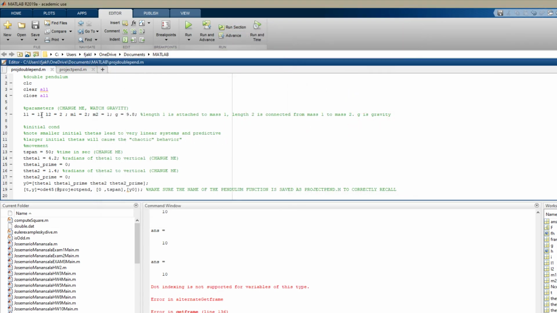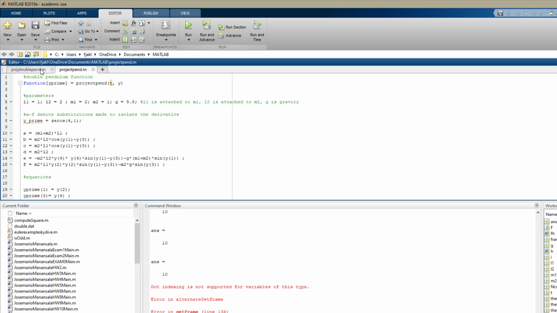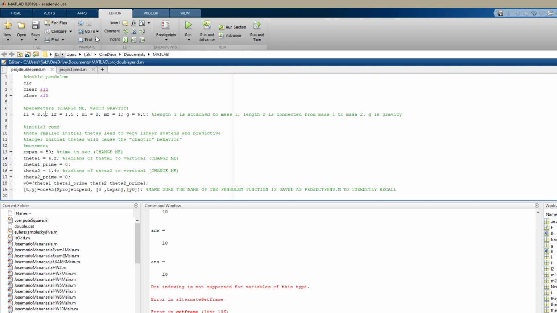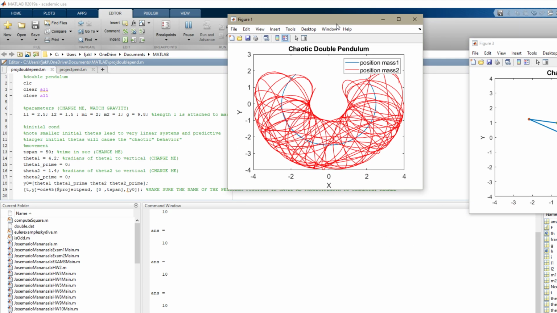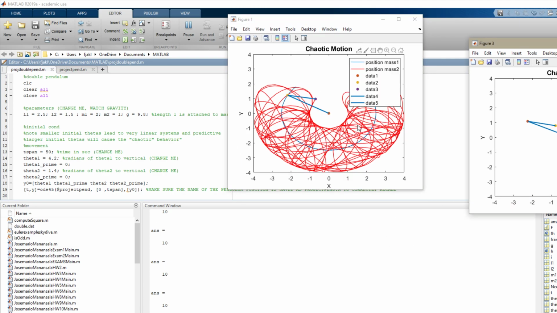We can mess with the lengths. Length 1 will be 2. Length 2 will be 1.5, no, 2.5, 2.5, 1, 1.5. Run it. This looks crazy. Here we go. Look at this. Here we can see it really just makes some more circles when this is longer.